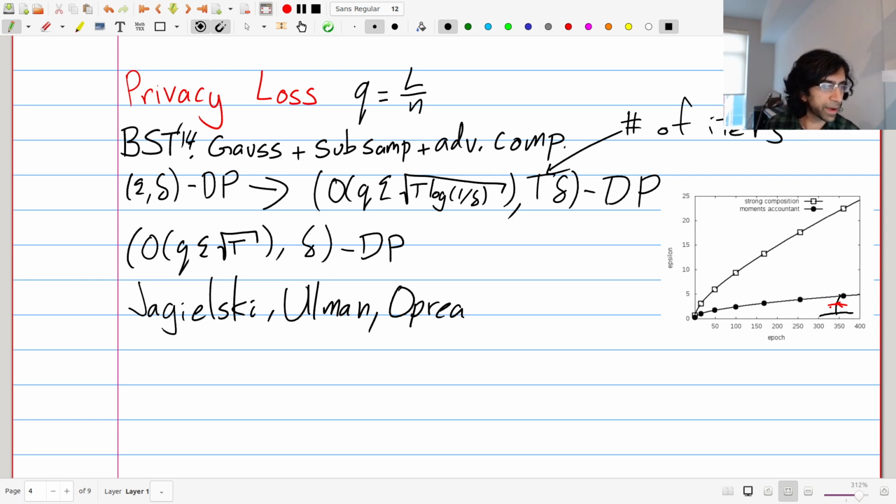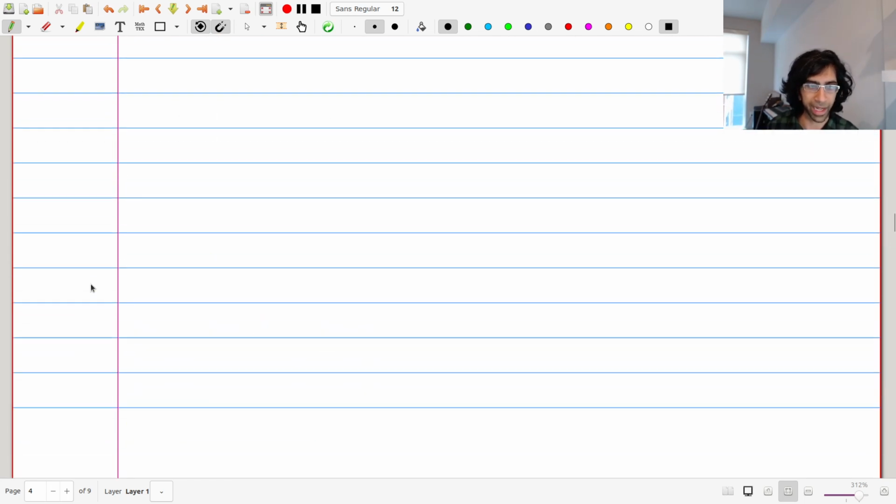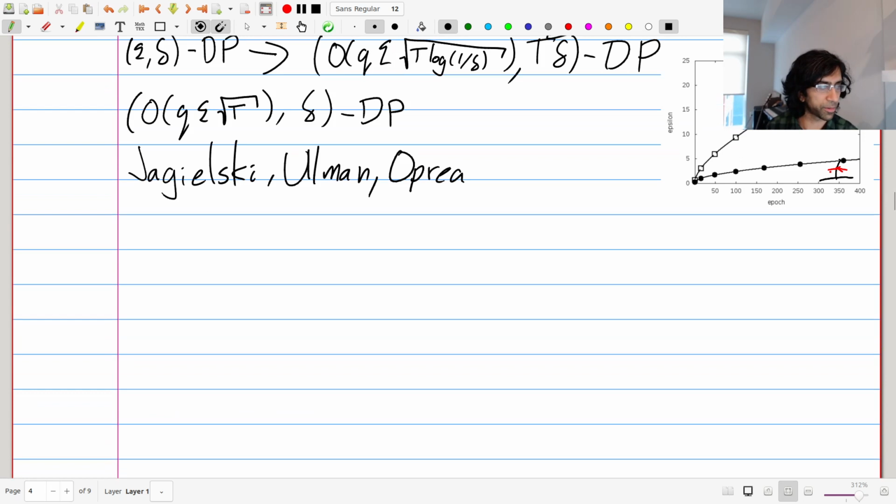So let's talk a bit about where exactly their savings come from. And to do that, we're going to look a bit more at the privacy loss random variable. So recall the privacy loss random variable. It's something like the following. We had L between y and z, where y and z are random variables. And we're looking at this random variable. Let me just write it and then we can see.